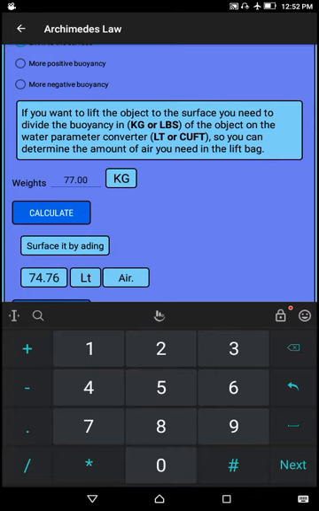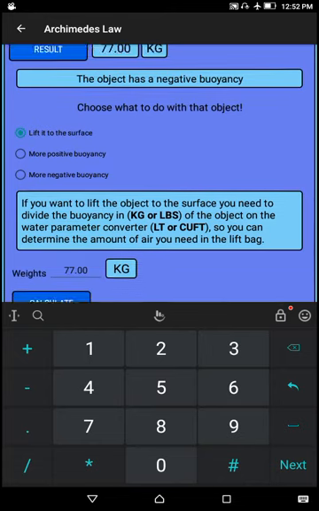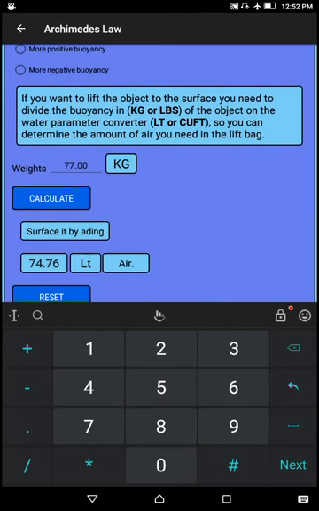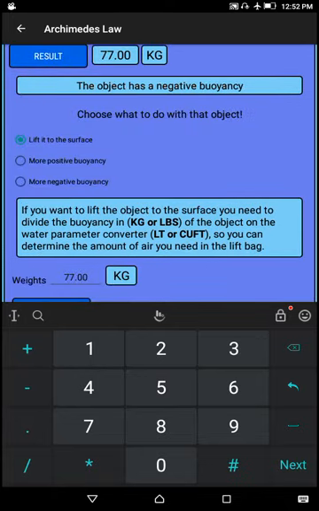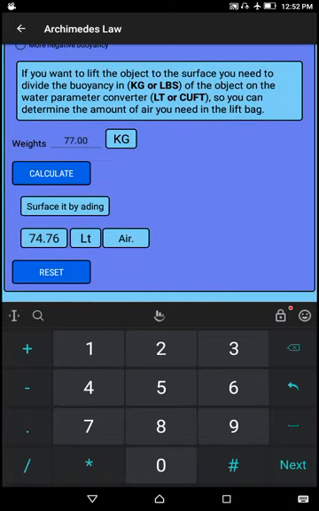Then I know that the result is 77 kilograms. I want to send it to the surface, so the weight is 77 kilograms. I don't need to press Calculate if I choose to lift the object to the surface, because it will be calculated automatically and give us the amount of air that we need to add in the lift bag. So it will surface by adding 74.76 liters of air. I finished my question and I know exactly the answer.